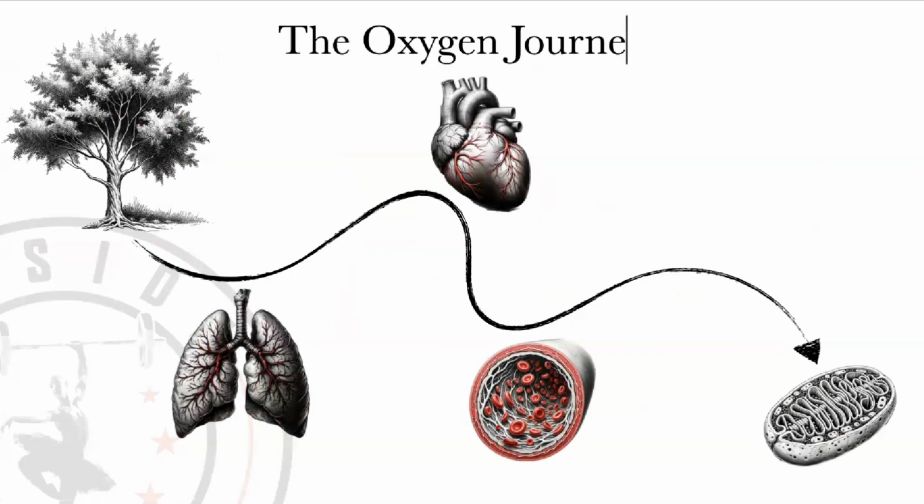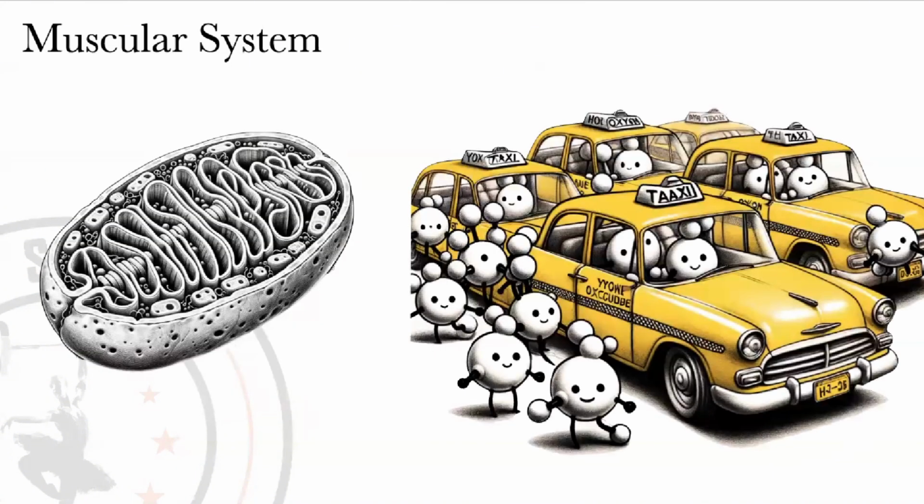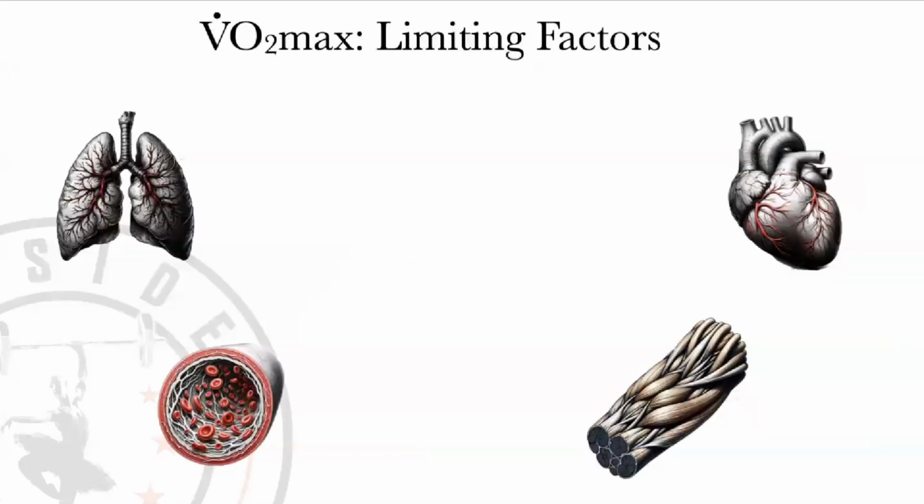And finally, we can look at the muscular system, or the mitochondria itself. This is where oxygen goes, right? It's the final destination for oxygen. It goes inside the muscle and it goes inside the mitochondria, and it gets used inside the electron transport system. And this is what allows us to regenerate ATP and essentially recycle energy and continue contracting our muscles and producing work, whether we're running, whether we're cycling. And it can also be a limiting factor when it comes to VO2 max.